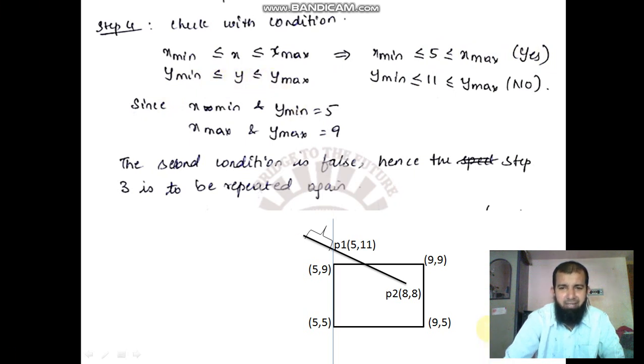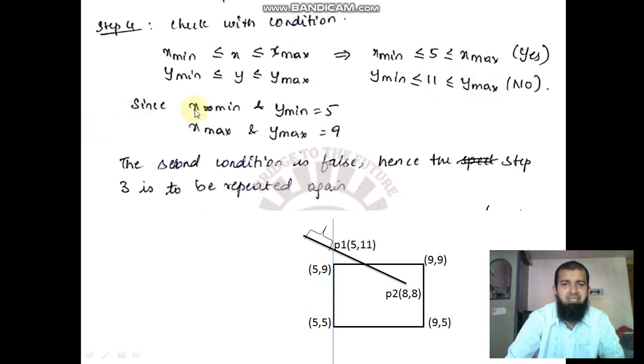Then y min is less than or equal to y, less than or equal to y max. What is the y value here? 11. What is the y min value? Y min value is 5. Then y max value is 9. So 11 is less than 9, condition false.